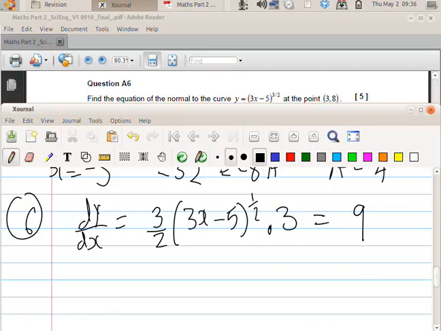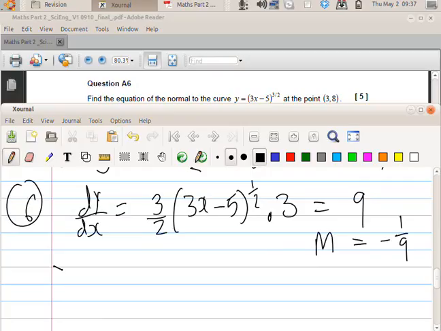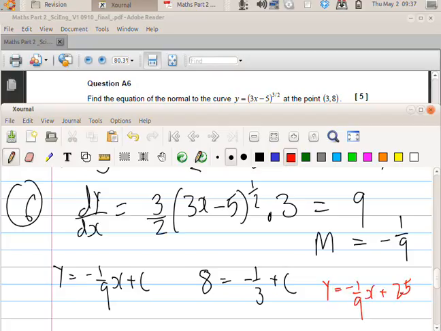Thank you. So it's actually 9. Why 9? Ah, okay, yeah. But it's a normal. So it's perpendicular. So what's the slope? Minus 1 over 9. Yeah. So you have y equals mx plus c. I use my point to find the c. 8 equals minus 1 over 3 plus c. So add them together. 8 plus 1 over 3, 25 over 3. So you have your answer here. Y equals that plus that.